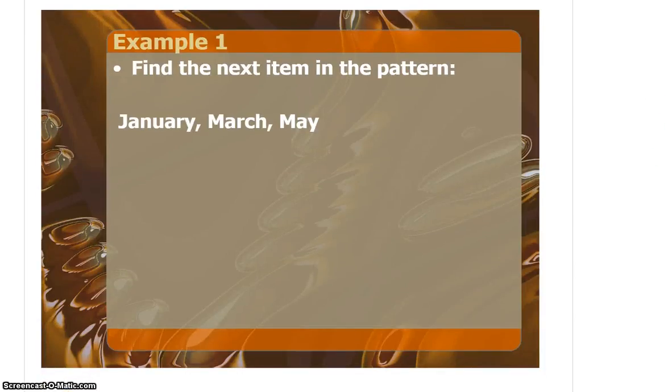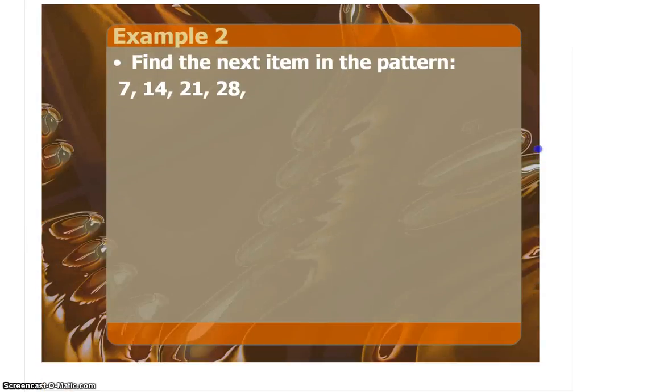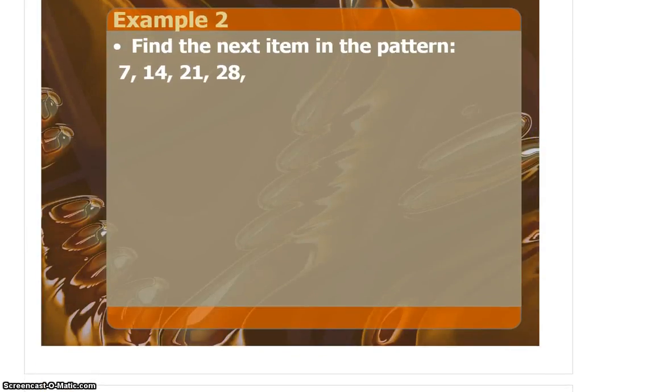So you need to find the next item in the pattern. January, March, May should be July. Skips every other month. Find the next item in the pattern. 7, 14, 21, 28, 35. Multiples of 7.